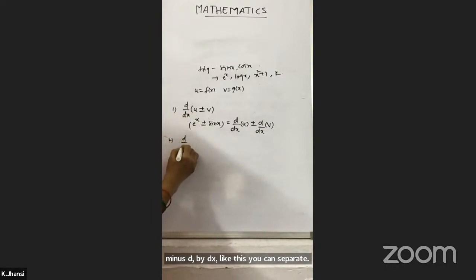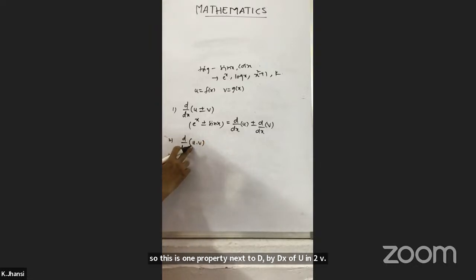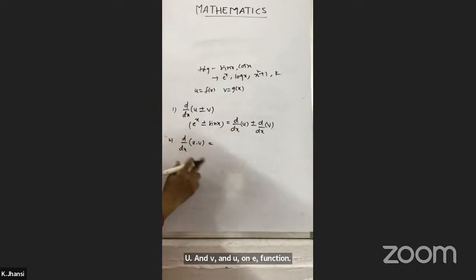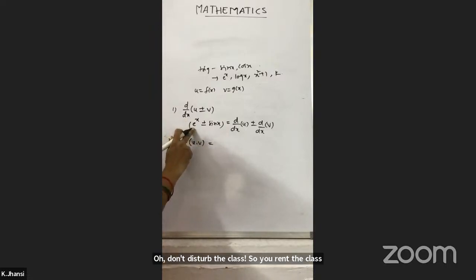Next, d by dx of u into v, where u is one function and v is one function. If two functions are there at a time, you can't do the differentiation of both at a time. Suppose u and v are two functions, and we take e power x and sin x. At a time, e power x and sin x, you can't do the differentiation.